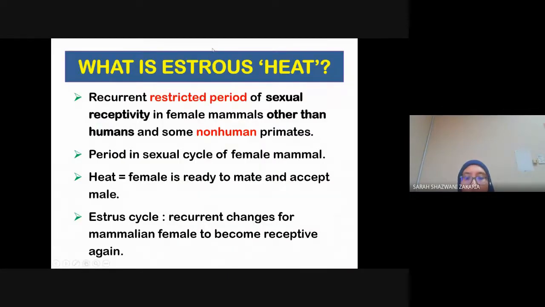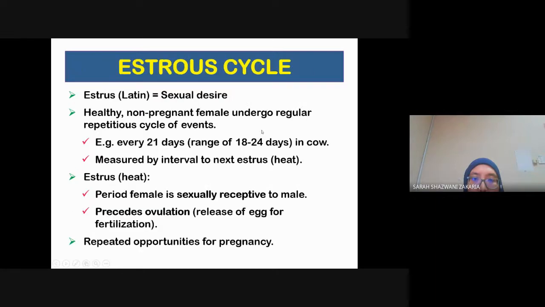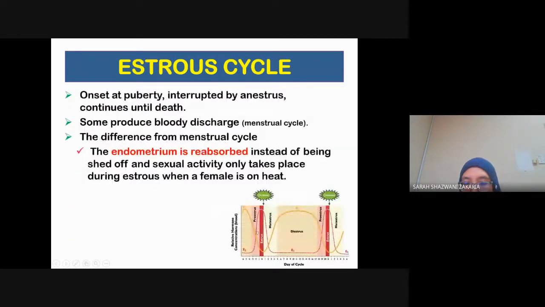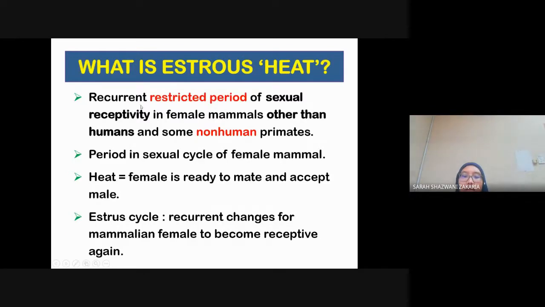So on this slide, what is the estrous cycle? A recurrent restricted period of sexual receptivity in female mammals. Let's refine the restricted period with this graph. At this window only will the female become receptive towards the male, so that's why it is a restricted period. It is the period in the sexual cycle of the female mammals.